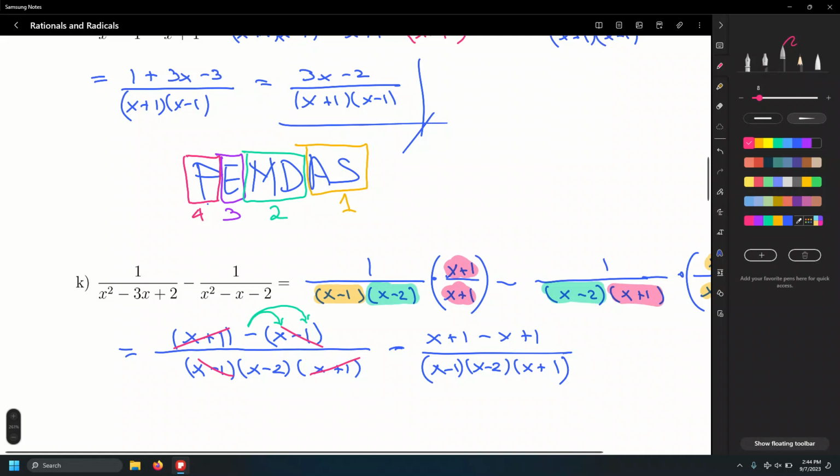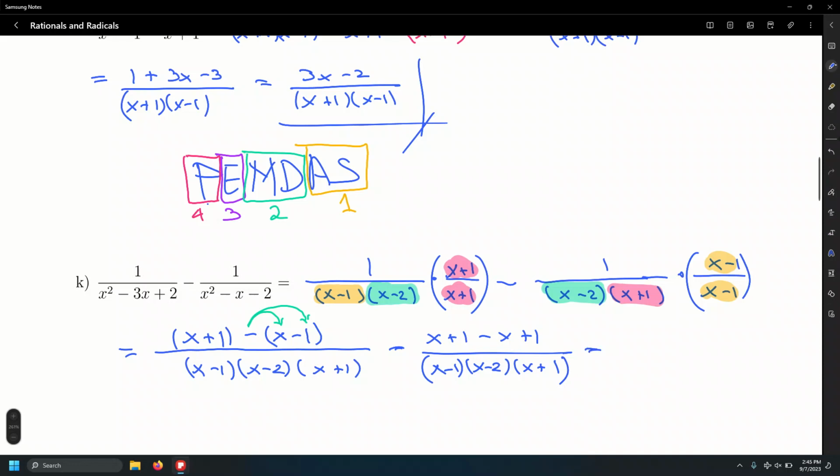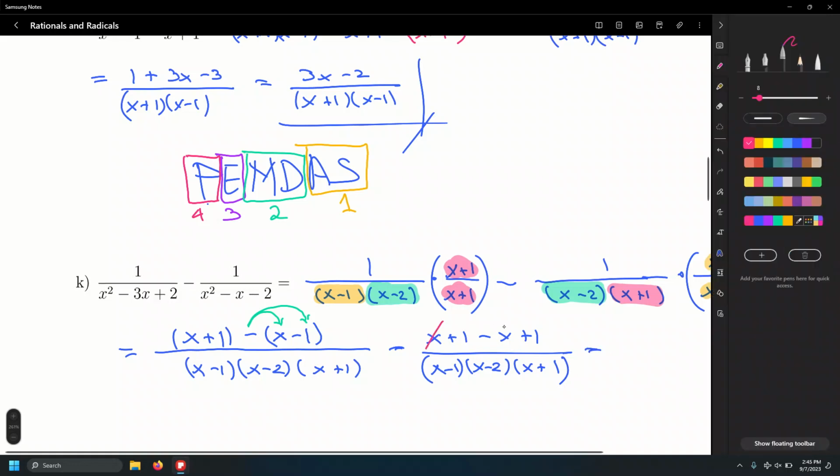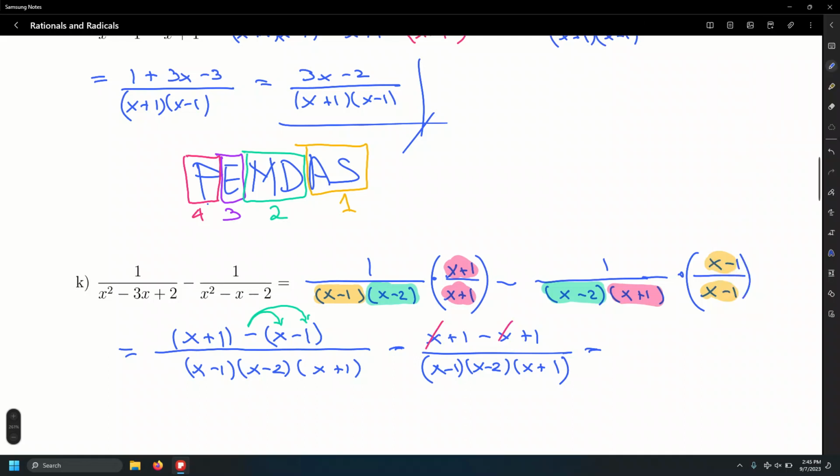And actually, if you give a value to the letter X and try to do that, you will find two totally different values. All right? So instead, let's combine the like terms in the numerator. That's going to cancel the x's, and 1 plus 1 equals 2, over x minus 1, x minus 2, times x plus 1. And that's our final answer here.